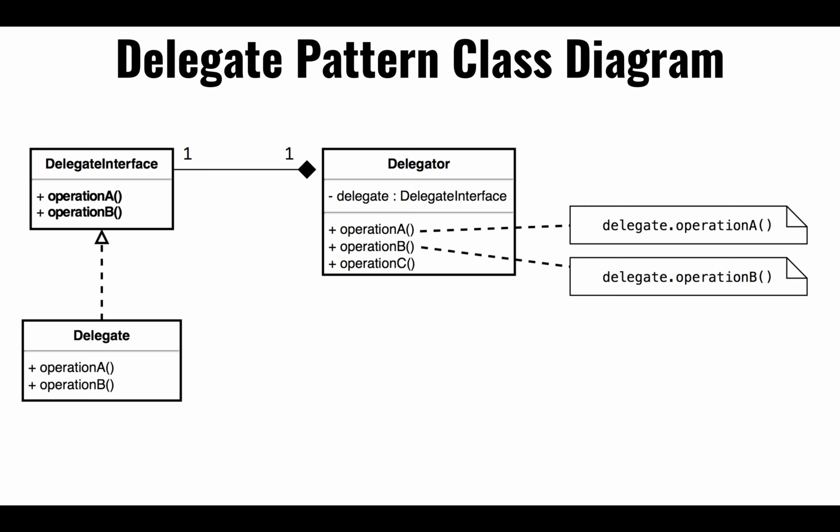Who actually has the implementation of the methods, right? So our methods are going to be written in terms of the delegate method. So we just have to forward all our arguments, all our parameters down to the delegate. So let's look at an example.